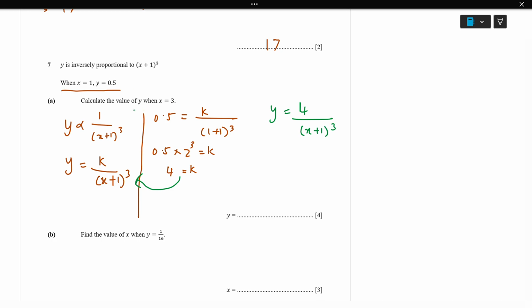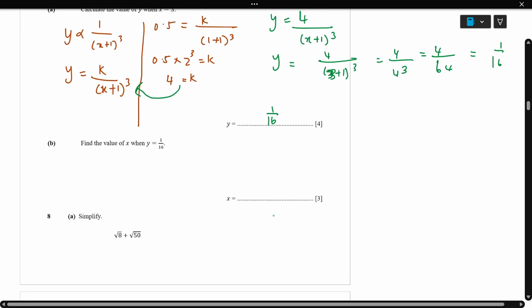Now we need to calculate y when x equals 3. Just calculate y equals 4 over (x plus 1) whole cube, so plug in x equals 3: 4 over 4 cube. 4 cube is 64, so 4 over 64, which is going to be equal to 1 by 16. The answer is 1 by 16 here.